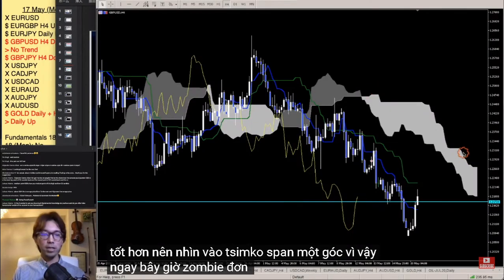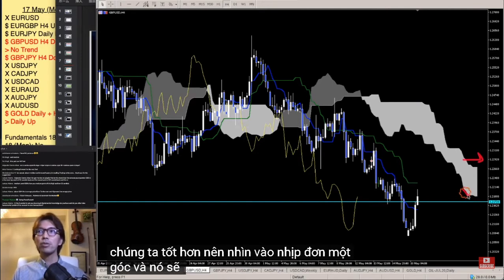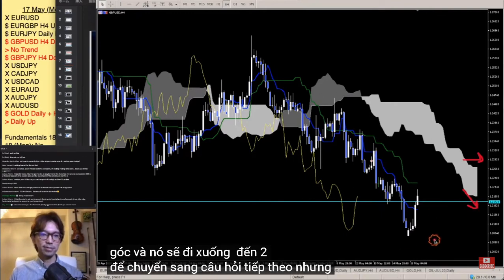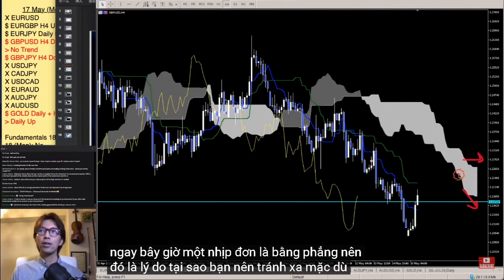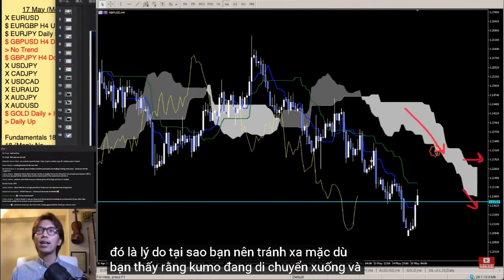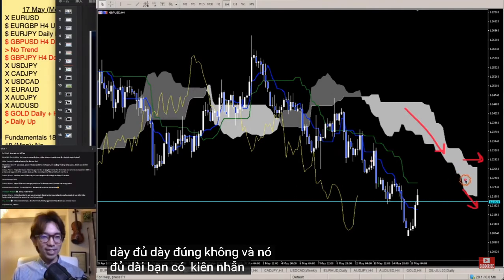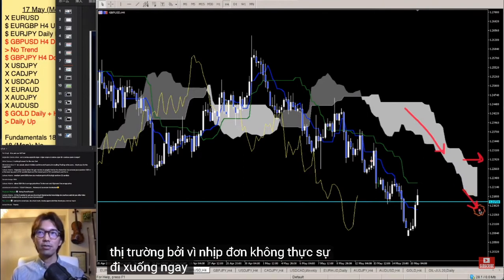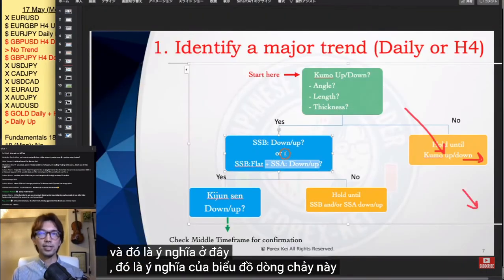So right now, Senko Span B is flat, so we better look at the Senko Span A angle, and it should be going down to move on to the next question. But right now, Senko Span A is flat, so that's why you better stay away. Although you see the Kumo is moving down, and the angle is steep enough, and the thickness thick enough, and it's long enough, you have to be patient. Again, be patient and stay away from the market because Senko Span A is not really going down right now. That's what it means by this flow chart.